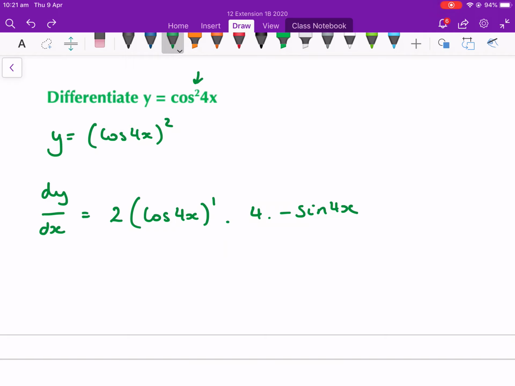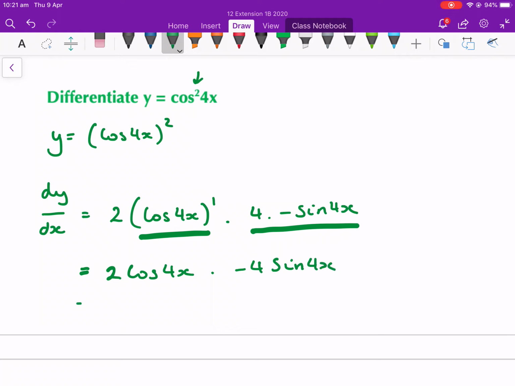So we've got the 2 comes down, so we've got 2 times by the bracket cos of 4x times by the differential of the bracket, and then if we go ahead and tidy all this up here, we end up with 2 cos 4x times by negative 4 sine 4x, which is negative 8 cos 4x sine 4x.